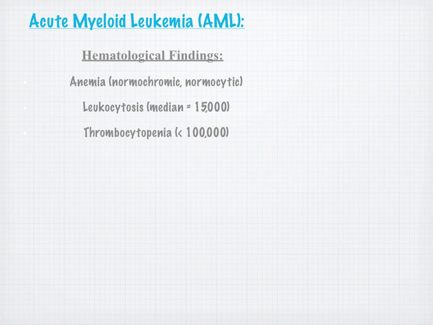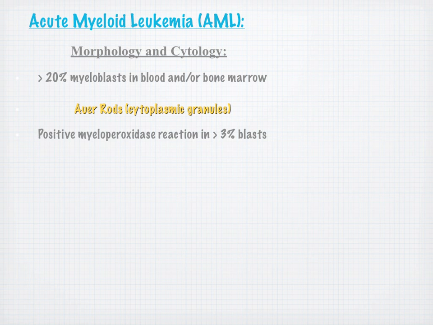Hematologic findings are going to be normocytic normochromic anemia with a leukocytosis and a thrombocytopenia. And our leukocytosis is going to be 15,000 as the median, and then thrombocytopenia is going to be less than 100,000 on the platelets for AML. And the morphology and cytology, we're going to see what we talked about on the previous slide, greater than 20% myeloblasts in the blood and or bone marrow.